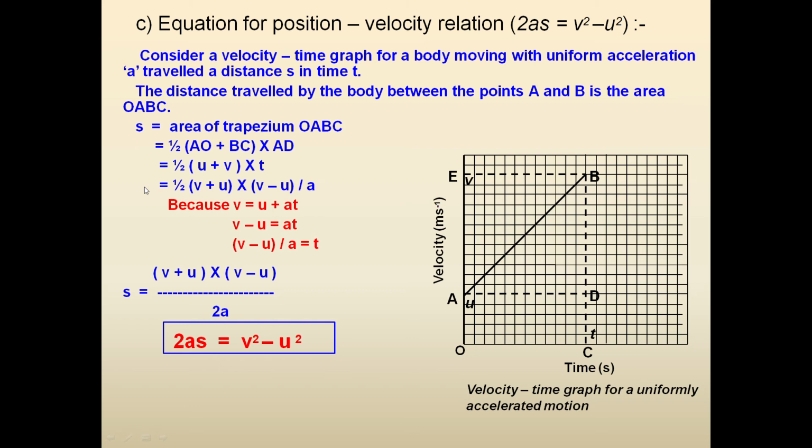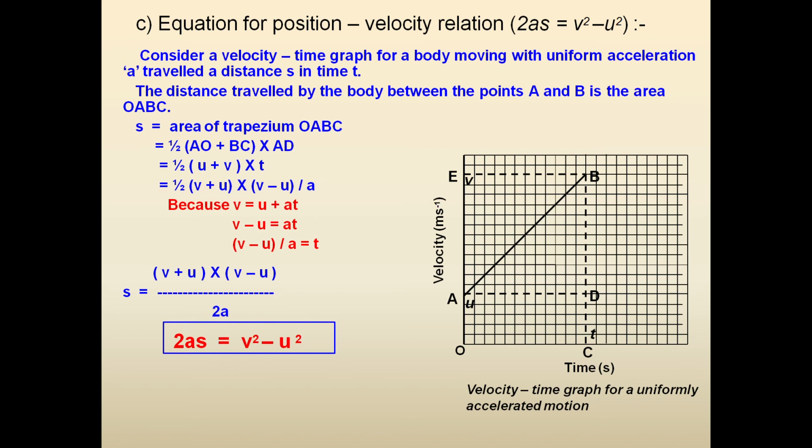So S is equal to half into V plus U into V minus U upon A. When we solve it, we get S is equal to V plus U into V minus U divided by 2A. Now this 2A is taken to the other side. We are getting 2AS is equal to V square minus U square. V plus U into V minus U will be V square minus U square. That's a mathematical formula: A plus B into A minus B is equal to A square minus B square. So this is how the third equation is derived.